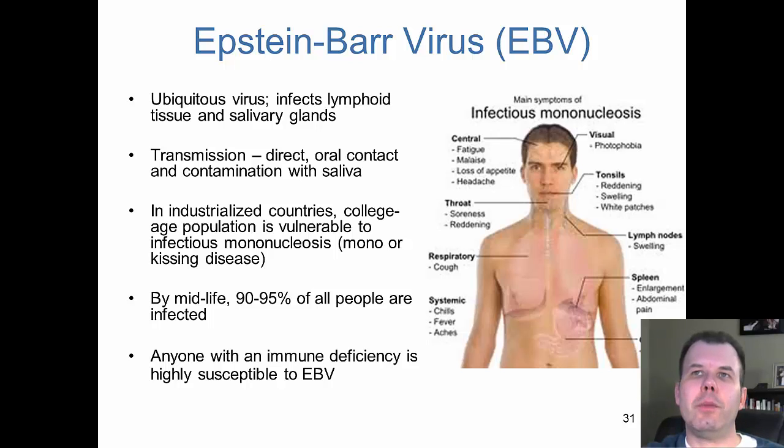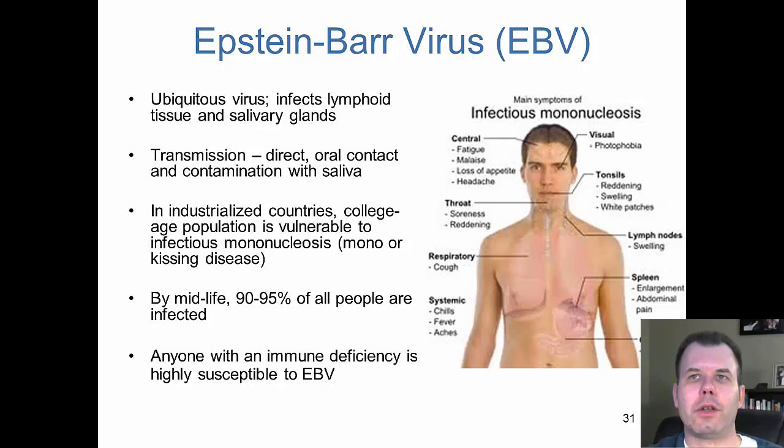Okay, another one that you may have gotten when you were a young kid is known as Epstein-Barr virus, or EBV. It's a ubiquitous virus that infects the lymphoid tissue and salivary glands. Its transmission is through direct oral contact or contamination with saliva. So a lot of times this is known as the kissing disease because it's spread from person to person or by sharing water bottles. So we see this especially in kids and teenagers that share water bottles.